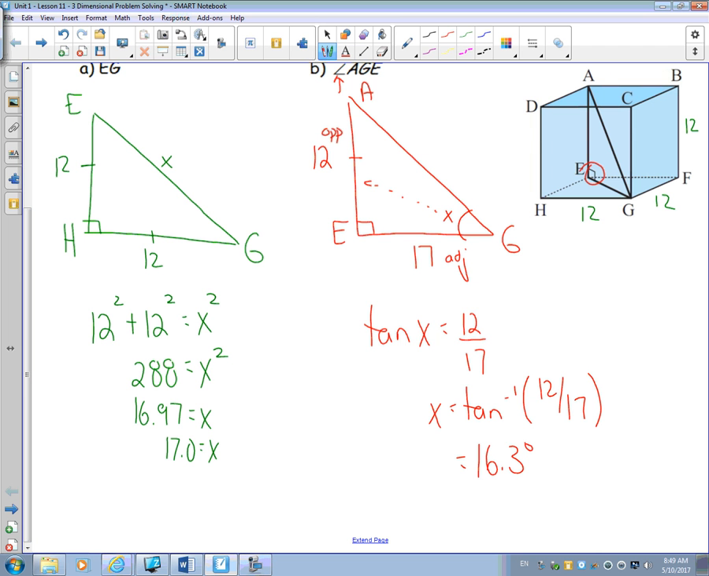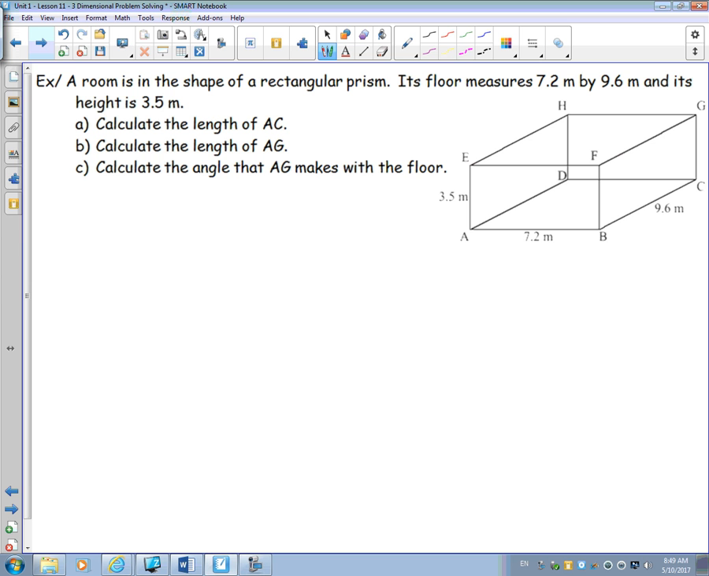So let's look at the next example. A room is in the shape of a rectangular prism. Its floor measures 7.2 by 9.6, as the diagram shows, and the height is 3.5. Calculate the length of AC. So much like the previous question, this question is going to involve some right triangles. We know rectangular prisms have right angles in all the corners.